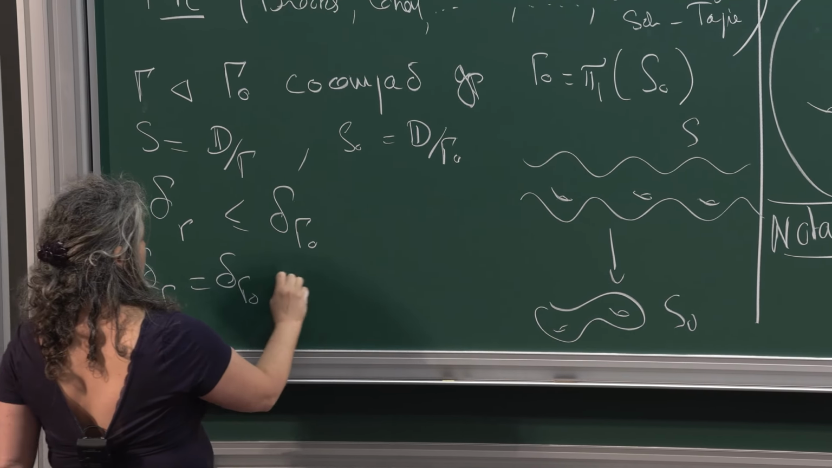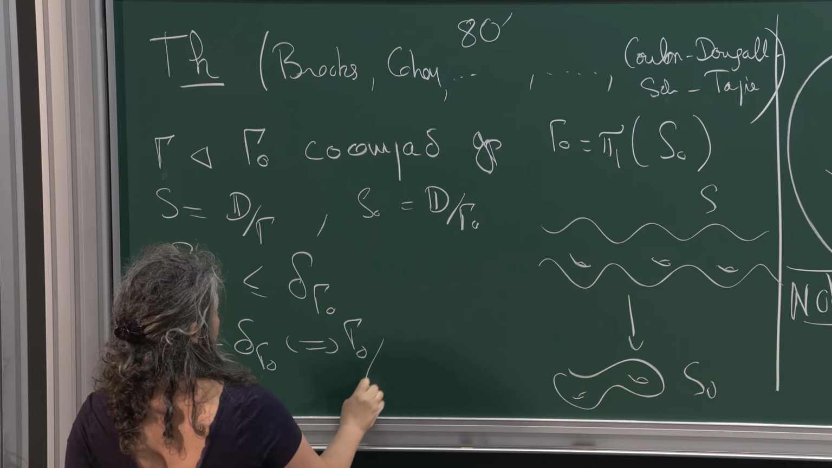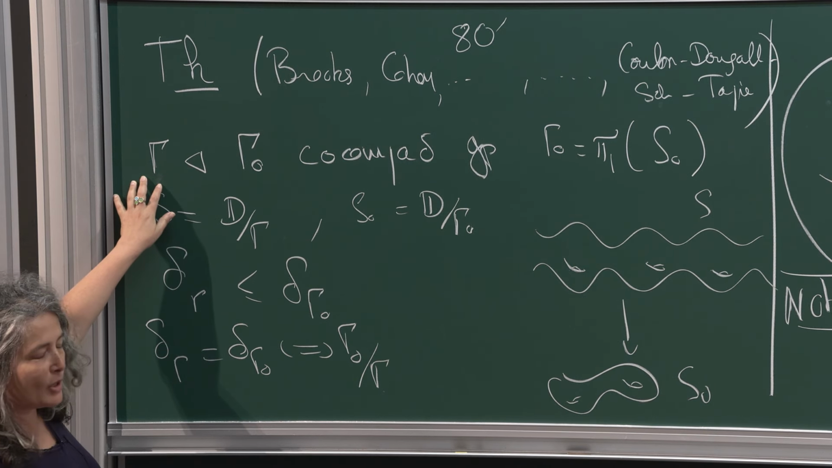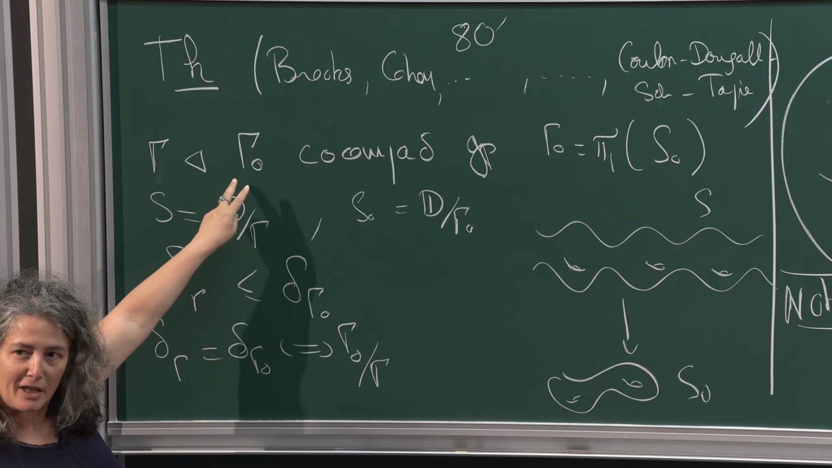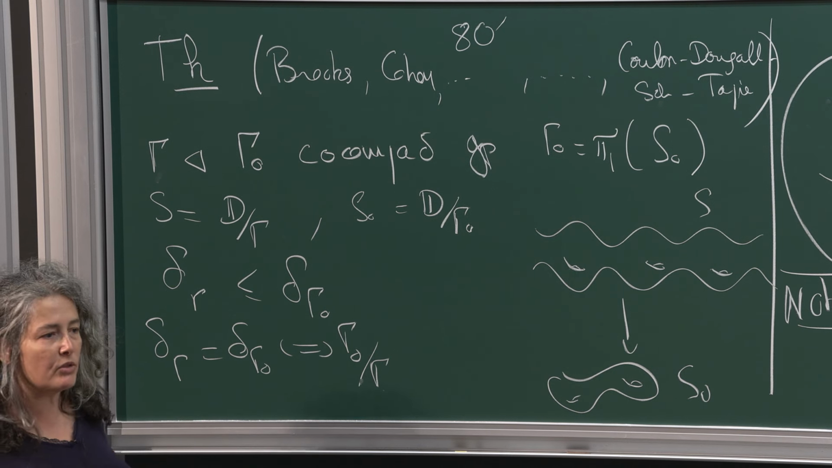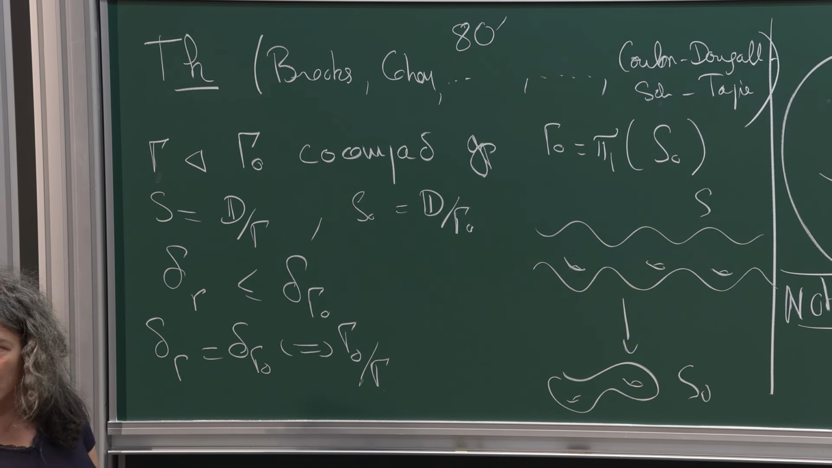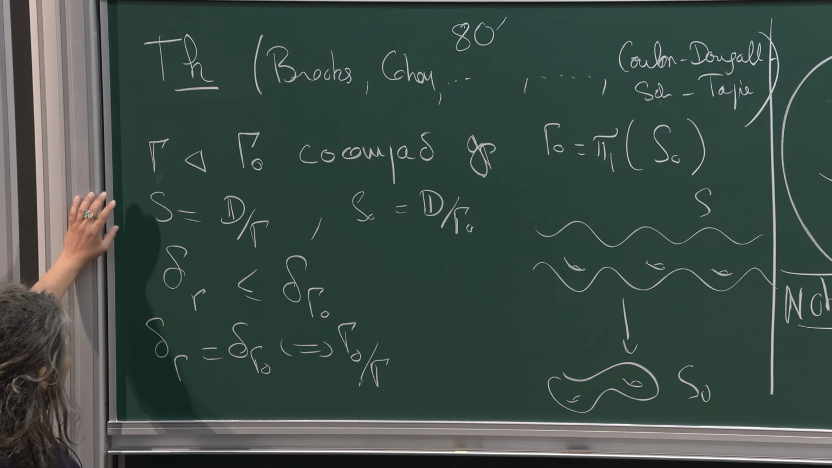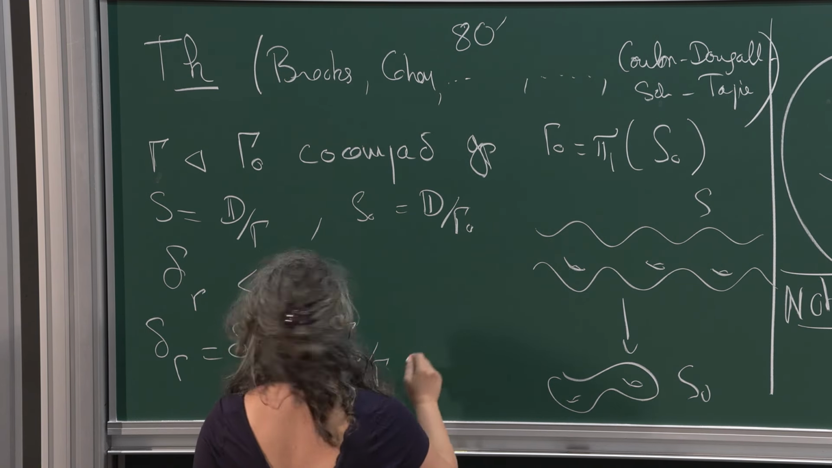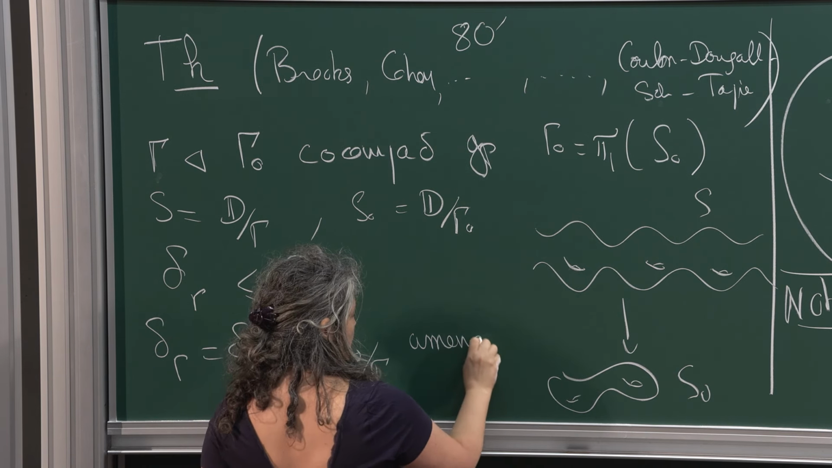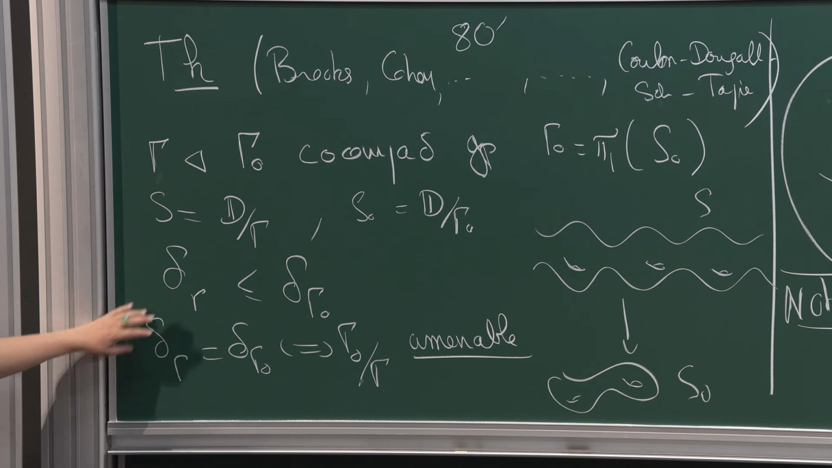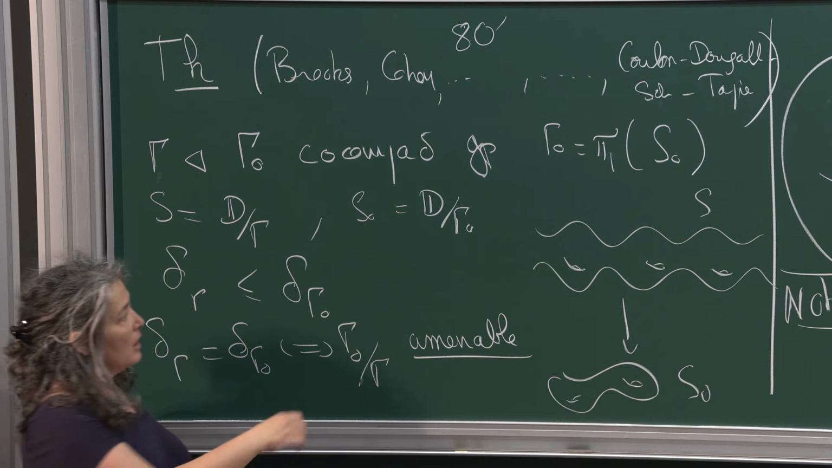if and only if the quotient gamma 0 mod gamma is amenable. Gamma normal in gamma 0 is a psychological assumption, because in this case, gamma 0 mod gamma is a group. In fact, we don't need that, but it's more comfortable to avoid your questions. So it's a group, because it's normal, and it can be amenable or not. You saw the definition yesterday. That's why I decided to present this work. So once again, when the surface S0 is compact, this is due to Brooks.